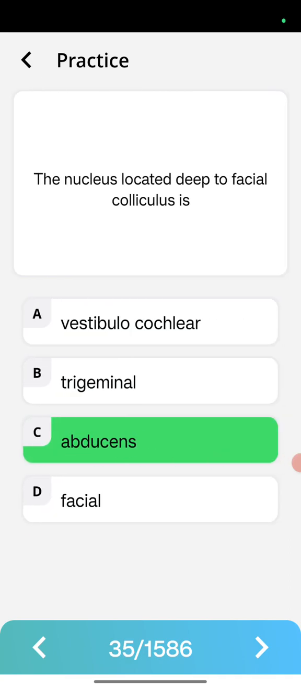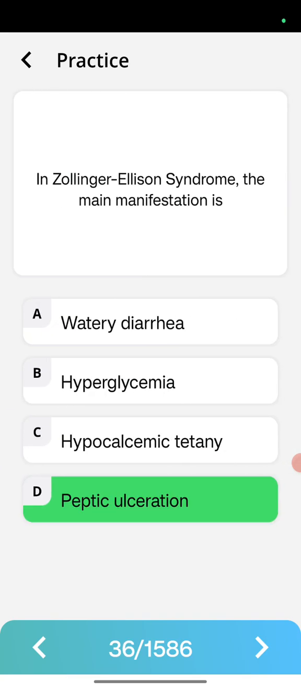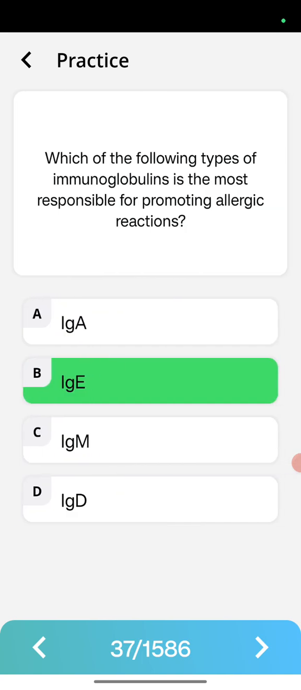The nucleus located deep to the facial colliculus is abducens. In Zollinger-Ellison syndrome, the main manifestation is peptic ulceration. Which of the following types of immunoglobulins is the most responsible for promoting allergic reactions? IgE.